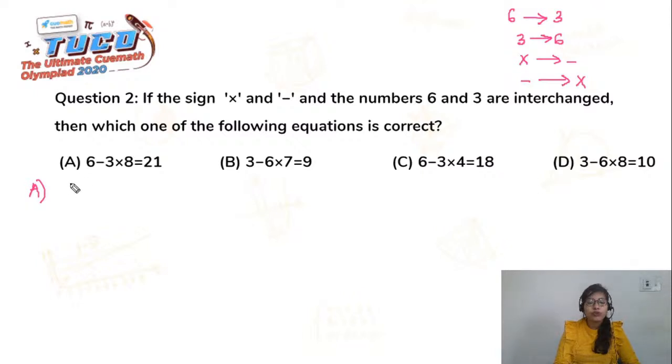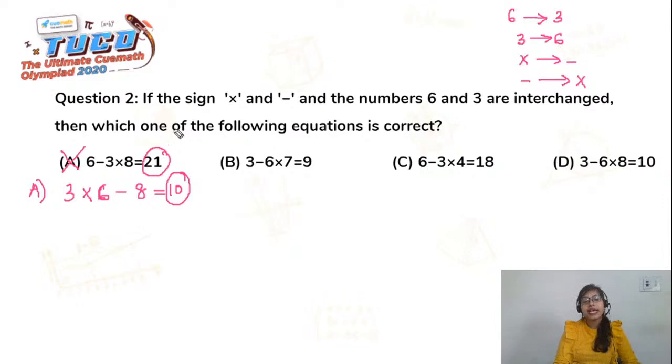So in place of 6, what would I have? I would have 3. And in place of minus, I would have times. And in place of 3, I would have 6. Okay. Please follow this. I have written this down here. And again, in place of multiplication, I would have minus. No change in 8. Okay. Now let's perform this and check. 6 times 3 is 18. 18 minus 8 is 10. And this value is not matching with this value. So option A is incorrect.